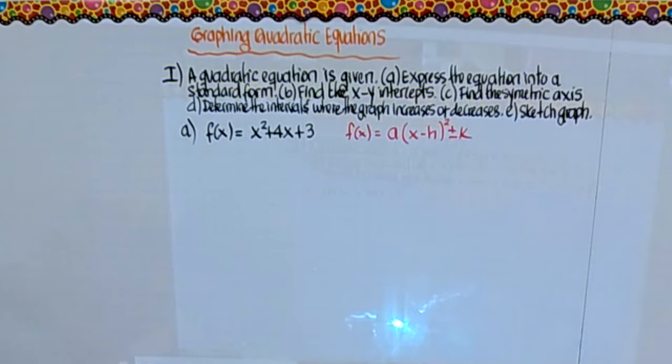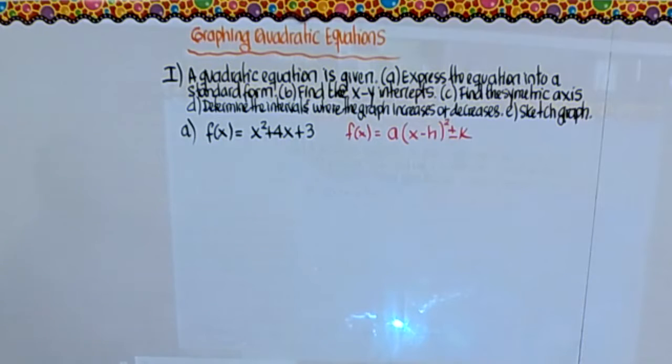Okay, so the problem says we have to write this equation in standard form. We have to look for the x and y intercepts. We have to find out what the axis of symmetry is, I mean the half of the parabola. Determine the interval where the graph increases or decreases, and finally sketch the graph. So what are we going to do? We're going to solve it step by step.